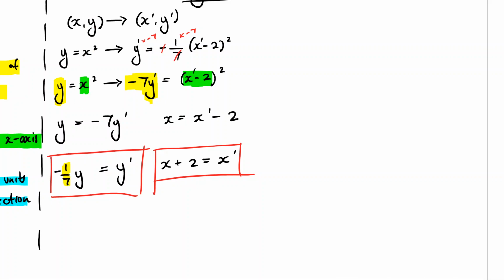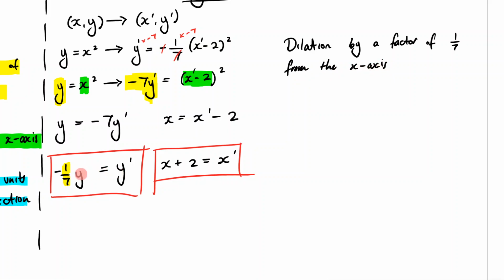So by reading that off, you're saying, hey, I'm performing a dilation by a factor of 1 on 7 from the x-axis. Because remember, if I'm multiplying my y by 1 on 7, that's affecting my x. Followed by this negative in front of my y, which means we're having a reflection in the x-axis. So we'd say followed by a reflection in the x-axis.